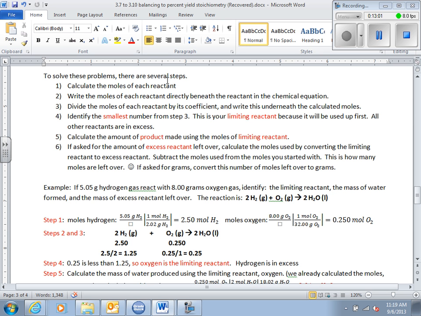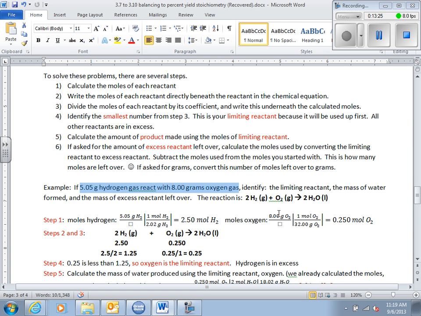Okay, so here are your steps, and we're going to go through the example right here. Here's your problem. You know you have a limiting reactant problem because we are given both hydrogen and oxygen. Those are both reactants. You immediately say, oh, limiting reactant. I need to calculate my moles of each reactant. That's step 1.